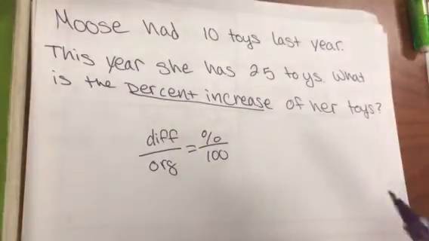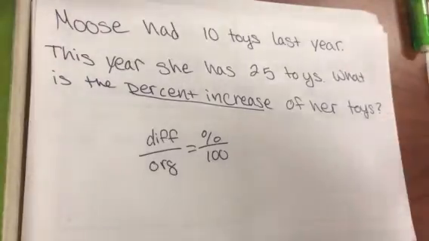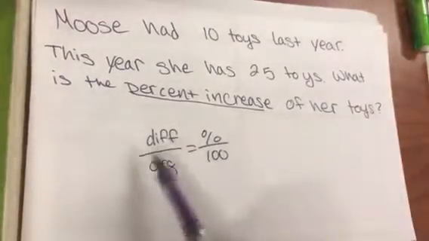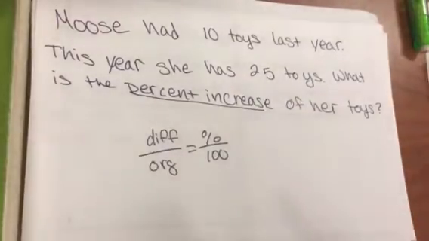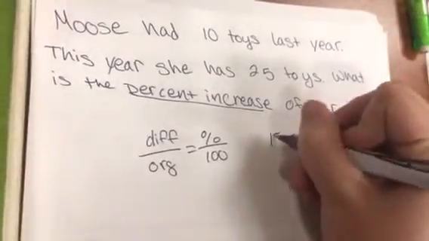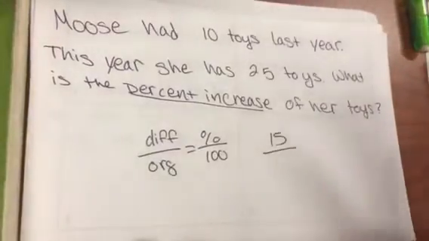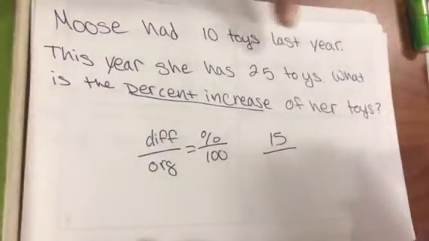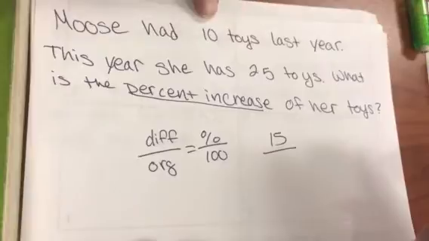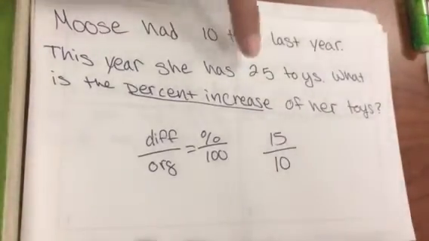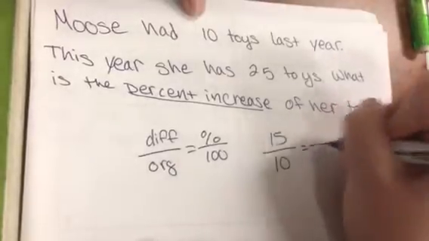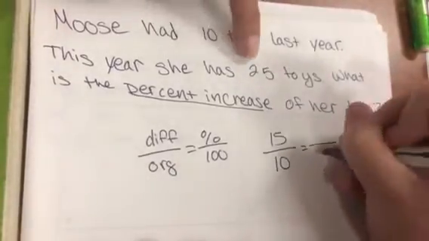Okay. Sorry, I'm lost. I'm confused. It's okay. So we've got the difference. What is the difference from the 10 to 25? 15. So we have 15 over. How many did she have originally? Well, it says last year, so I know that it's 10. Yes, because it says this year's 25, so this is in the past, this is now. So I know that this is my original, and that's my new one.